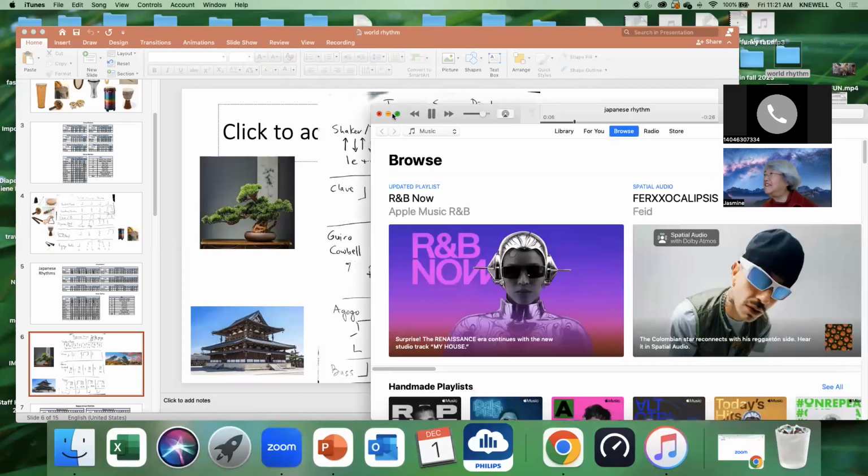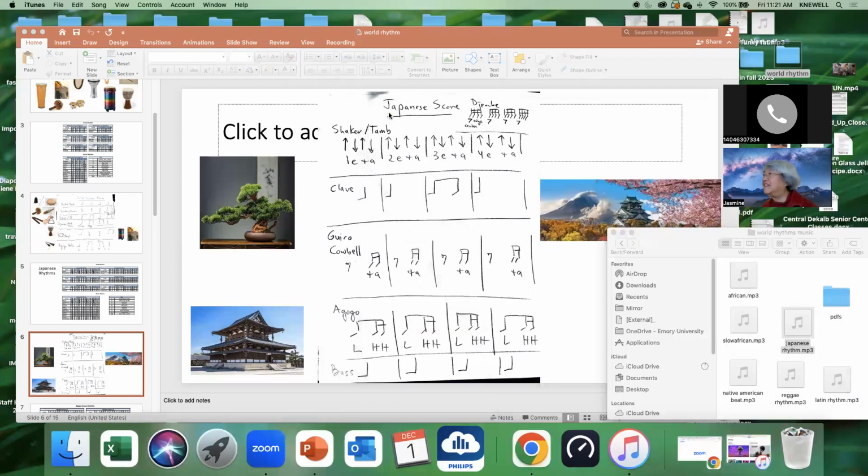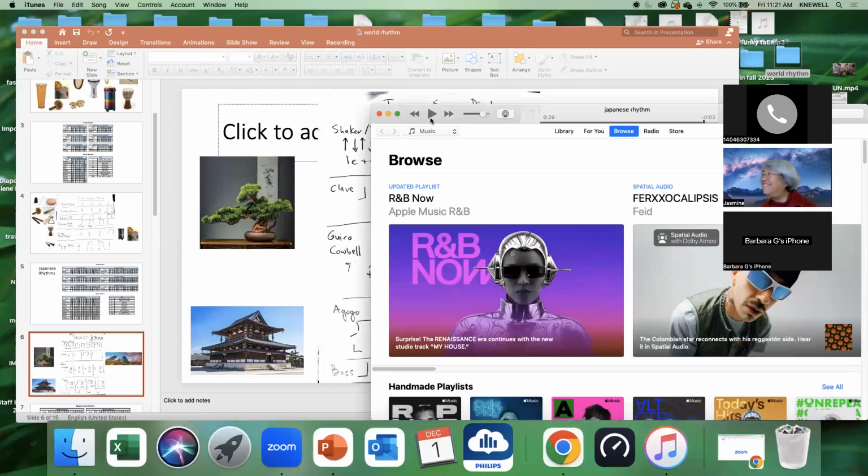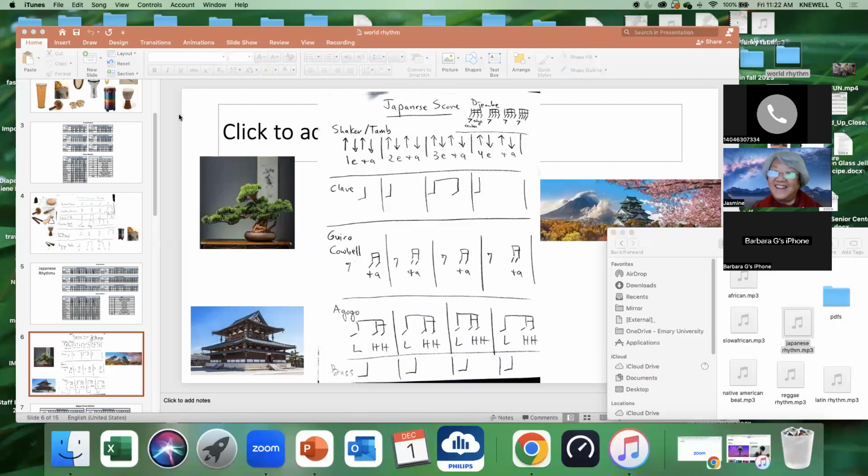1, 2, 1, 2, here we go. 1, 2, 3. Okay, you get the idea. So I'll pause that. So that's the one that they're designating as the Japanese rhythm. Let's go on to the next one.